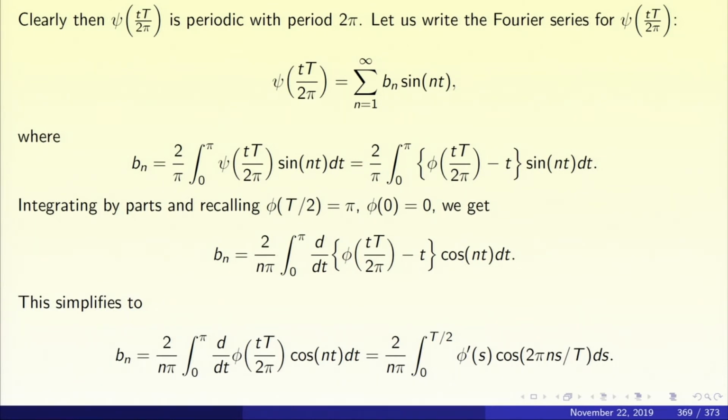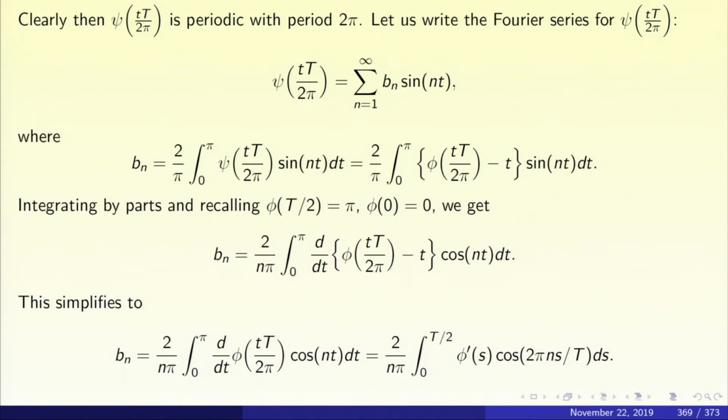When t equal to 0, phi of 0 is 0 and little t is also 0. And when little t equal to pi, what happens? We get phi of T by 2. Remember, phi of T by 2 equal to pi. So the other boundary term also cancels out, and the only term that remains is the integral term, where the derivative shifts from the cosine term to the other term with a negative sign.